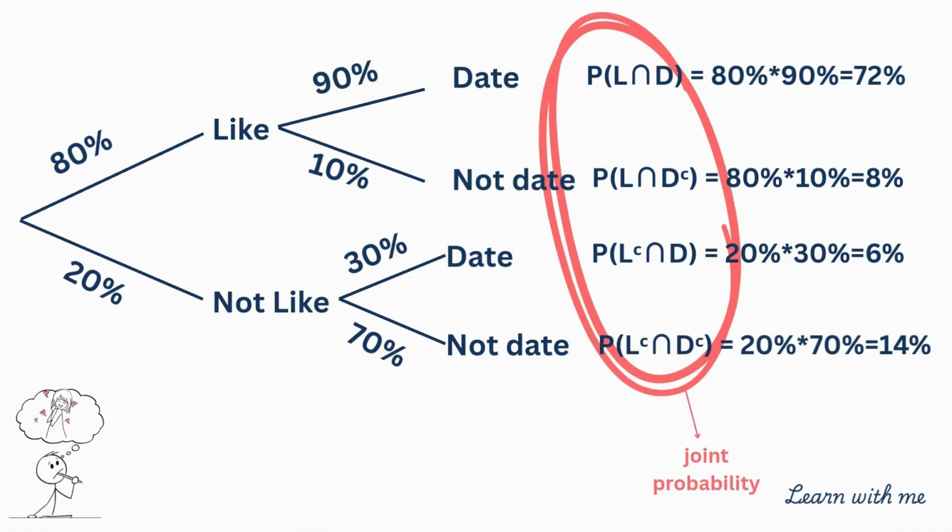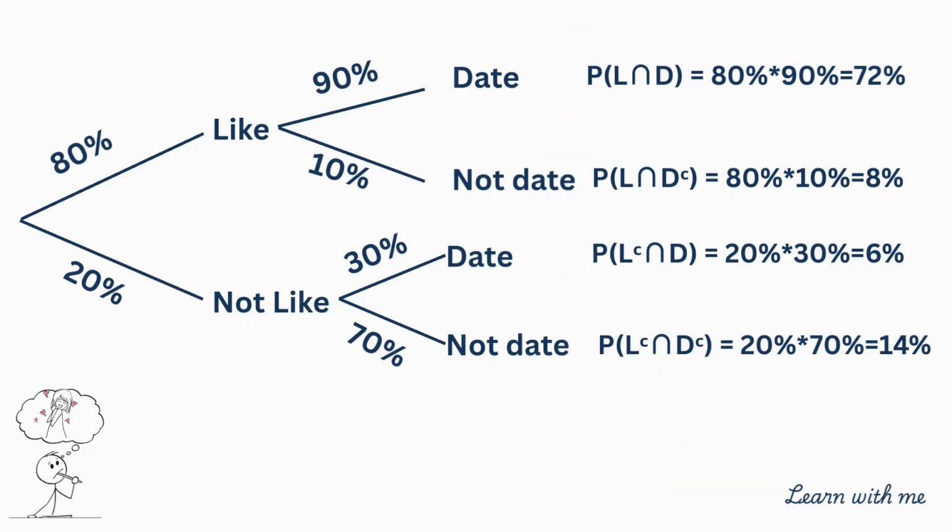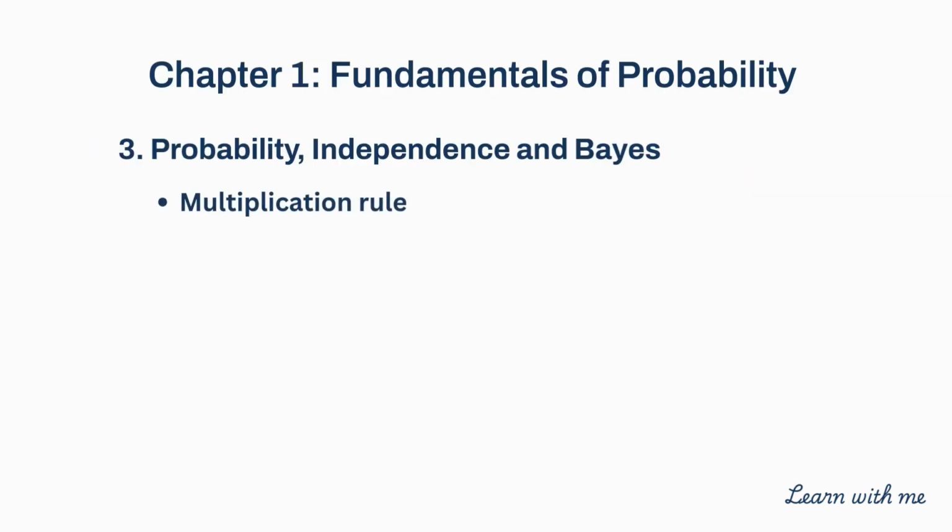These are joint probabilities. Now look carefully at the first one. The probability of like and date equals 80% times 90%. That is, the probability of like multiplied by the probability of date given like. And this is what's called the multiplication rule for probabilities, and here's how it works.